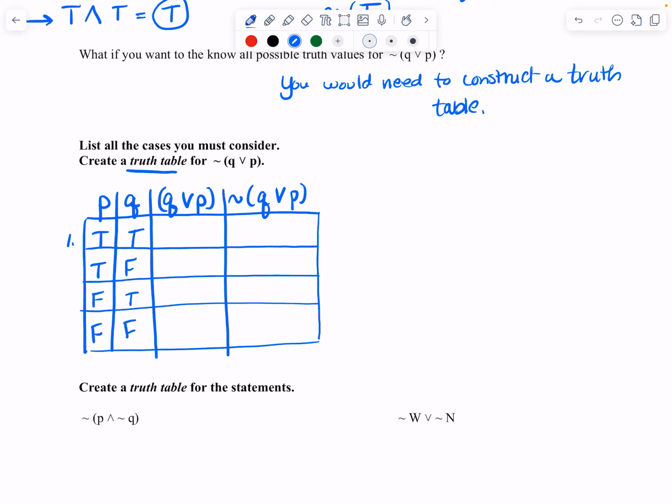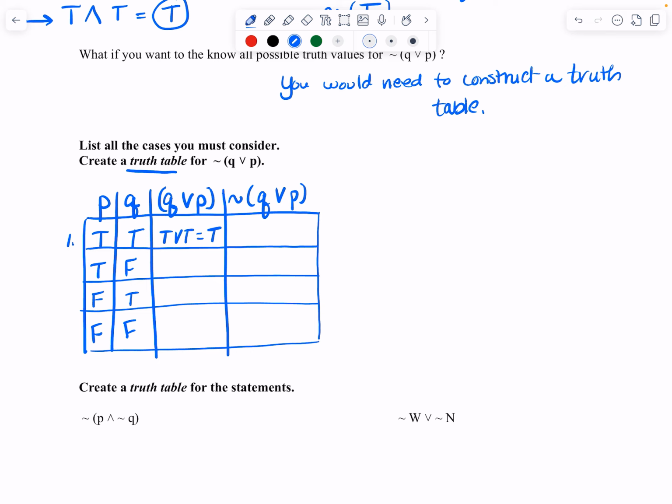So let's look at row 1. P is true, Q is true. So now I'm going to write stuff in. So I see Q or P. So Q is true in row 1, or P is true. True or true results in true.